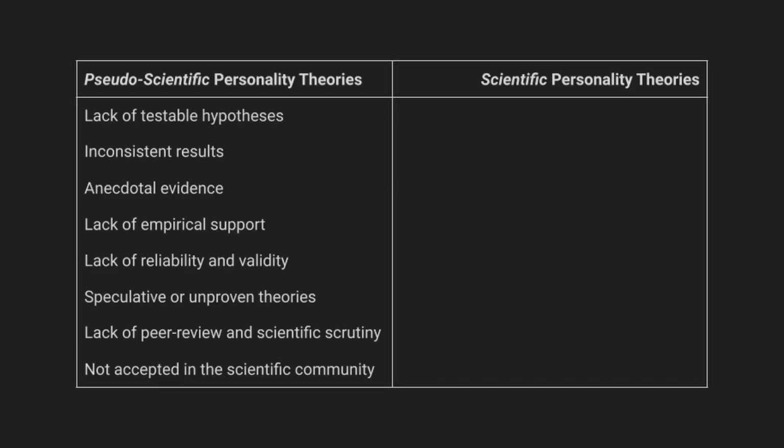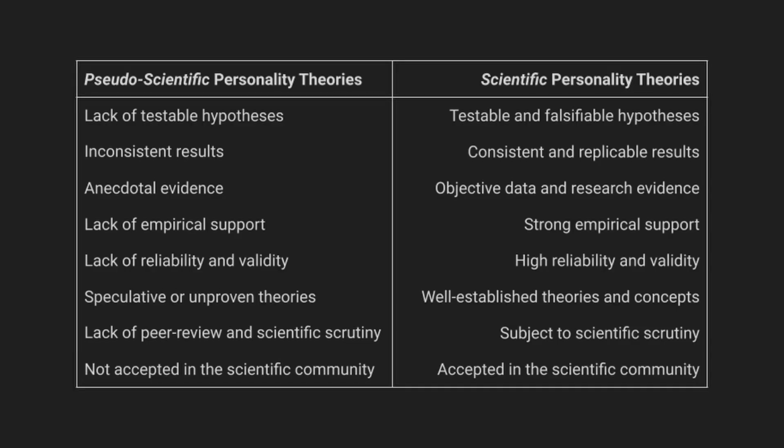The hallmarks of a pseudoscientific personality theory are the lack of testable hypotheses, inconsistent results, that they're based on anecdotal evidence or personal experience, a lack of empirical support, a lack of reliability and validity, they're based on speculative or unproven theories, there's a lack of peer review and scientific scrutiny, and they're generally not accepted by the scientific community. So this is Myers-Briggs in a nutshell, or astrology, or the Enneagram. Nothing is set up to be testable or falsifiable in the first place. Everything is anecdotal, and there is nothing of substance that could be accepted by the scientific community.